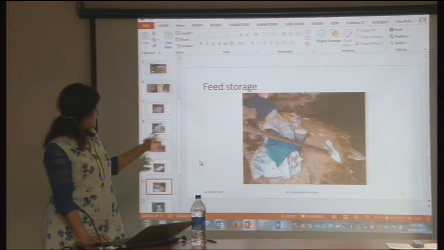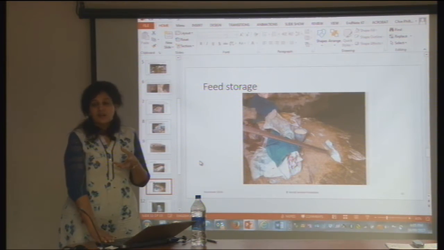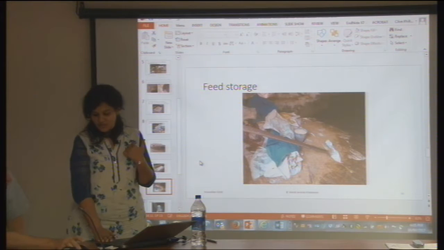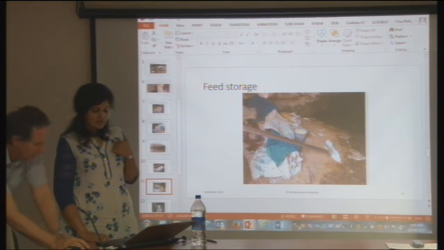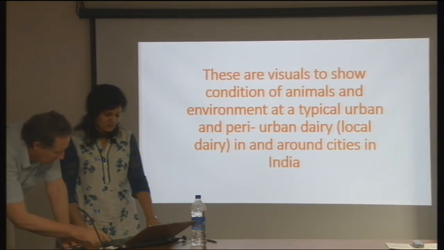And then feed storage, especially when we talk about providing feed to the animals. Even in the villages, in the smallholder areas, we have seen that.